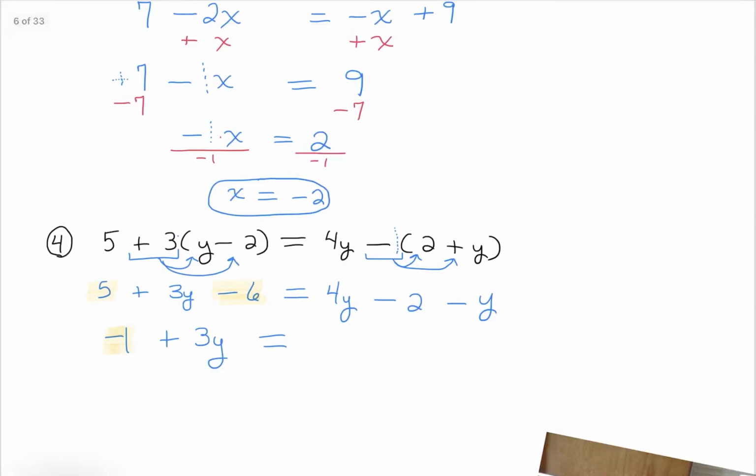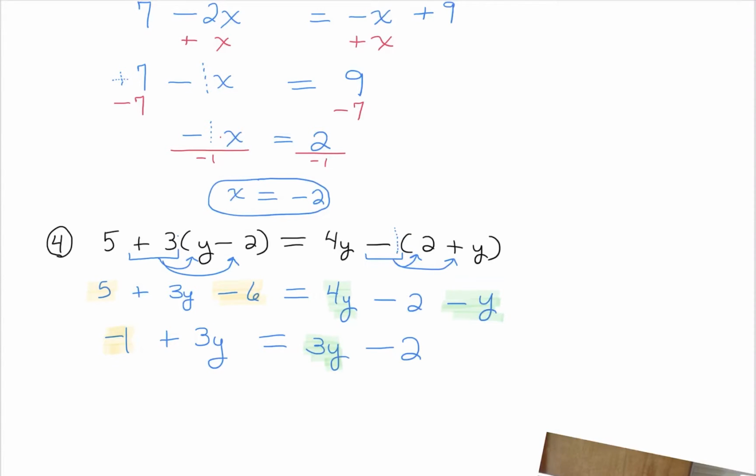And on the right-hand side, we also have some like terms. I can combine my 4y and my minus y, and all together 4y minus 1y will give me a 3y. So on the right-hand side, combining those like terms, I now have 3y and a minus 2. Okay, so each side is simplified now.